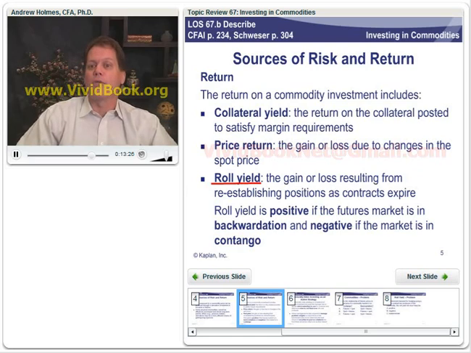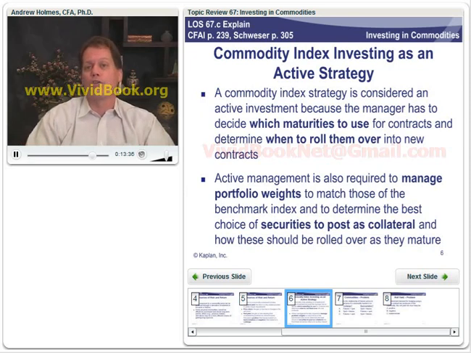So anyway, that is the roll yield, and being able to explain what it is and where it comes from, I think, is maybe the most important thing in this reading. Maybe not, it's certainly not the only thing, but I would make sure I understood what was going on there.